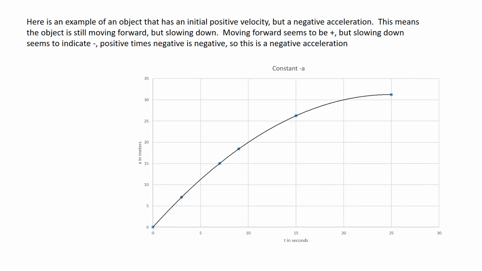This might be a description of you approaching a stop sign. So, I'm moving in the positive direction, but each time I seem to be moving less and less distance in the positive x direction. It's still curvy, it's still a parabola. That means I have a non-zero acceleration, but now this graph is opening to the right rather than opening upward.